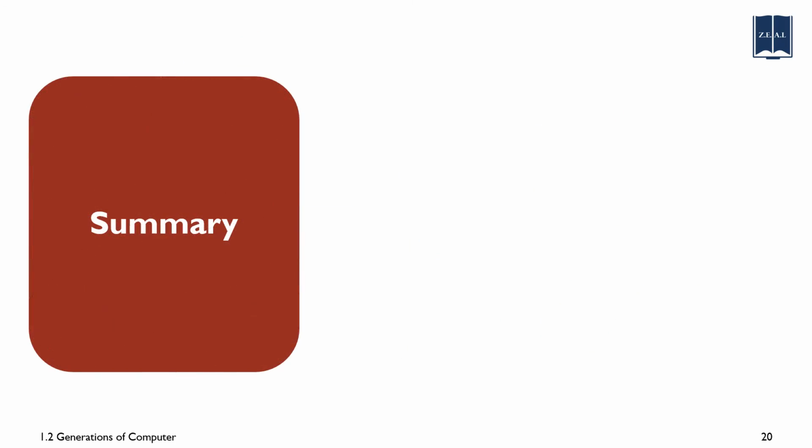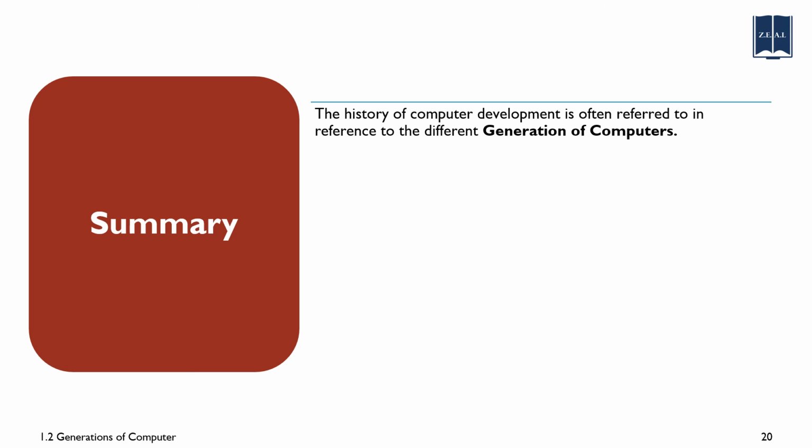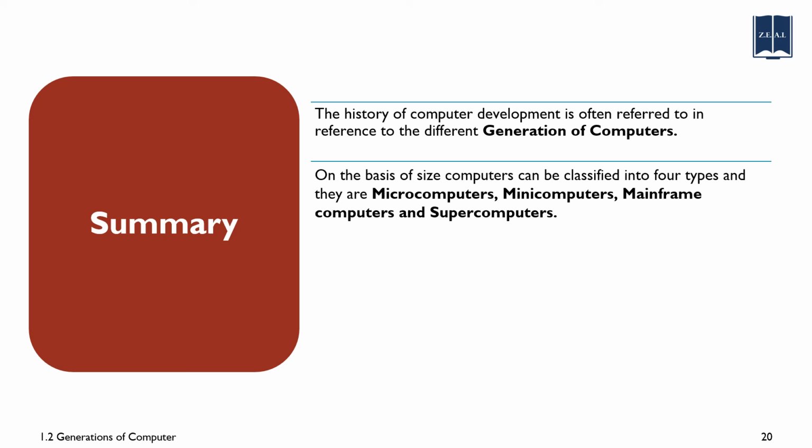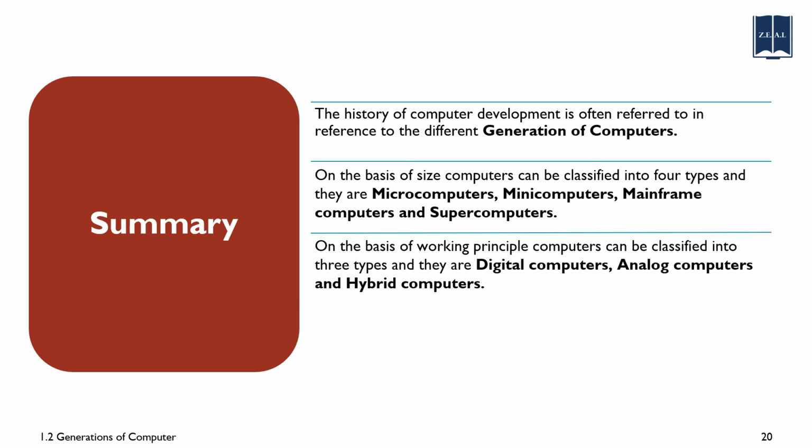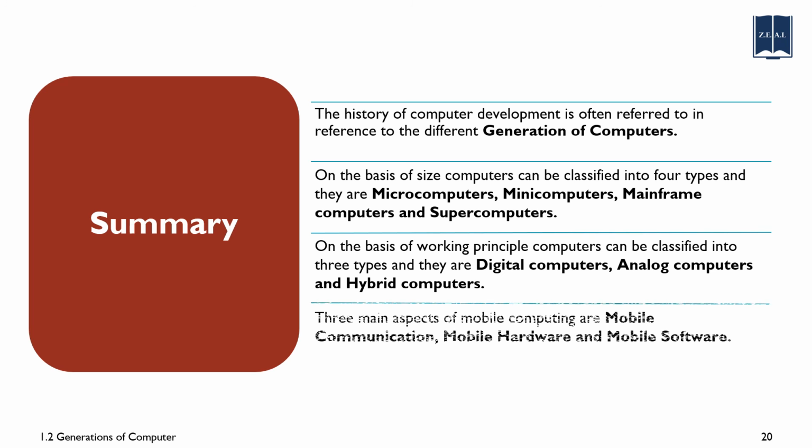So this brings us to the end of this session. Now let's summarize what we have discussed today. The history of computer development is often referred to in reference to the different generations of computers. On the basis of size, computers can be classified into four types: microcomputers, mini-computers, mainframe computers, and supercomputers. On the basis of working principle, computers can be classified into three types: digital computers, analog computers, and hybrid computers. Three main aspects of mobile computing are mobile communication, mobile hardware, and mobile software.